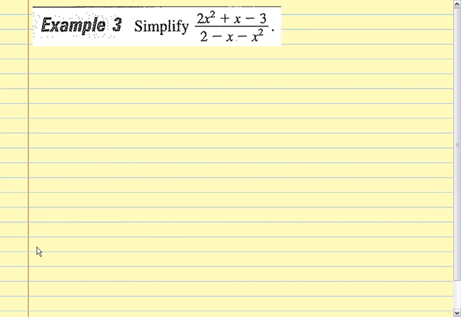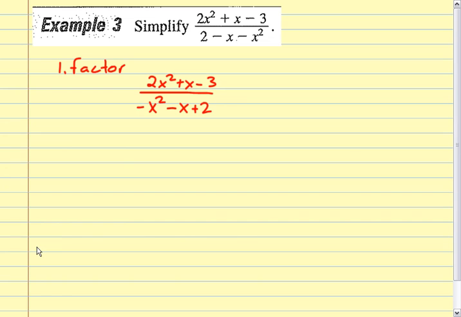Okay. Step one, simplify. What do I need to do, Parker J? Factor it, okay? Now, the first thing I'm going to do is make sure things are in the right order. So I've got 2x squared plus x minus 3 over, what's on the bottom? How can I put that in the right order? Negative x squared minus x plus. Okay. Good.